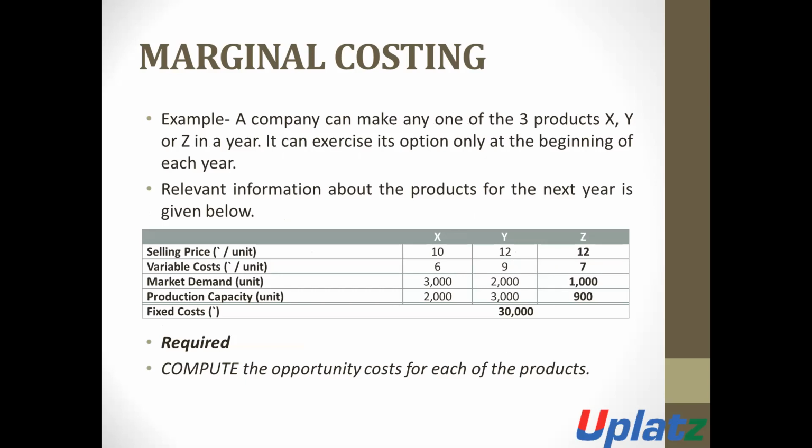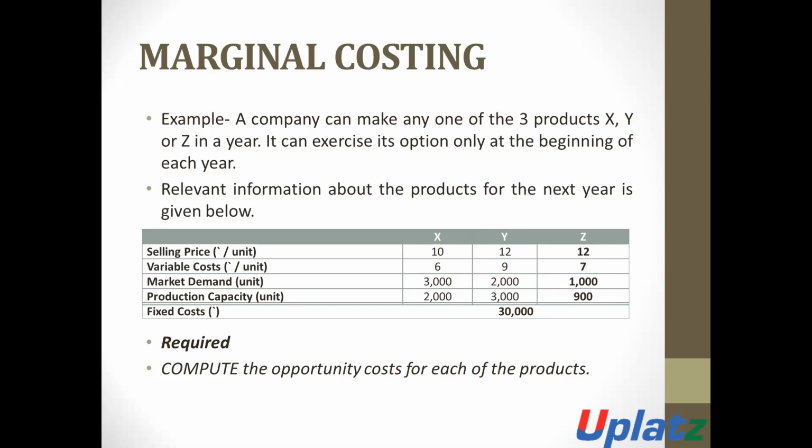Now we will discuss it by way of example. A company can make any one of three products: product X, product Y, or product Z. It can exercise its option only at the beginning of the year. Relevant information about the products for the next year is as follows. The selling price of X is 10 rupees, for Y it is 12 rupees, and for Z it is also 12 rupees.